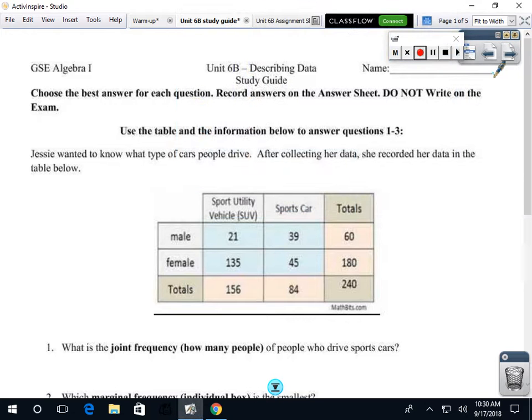All right, here we go. Use the table. Shh, pay attention. Your test is tomorrow, so this is a very important day.